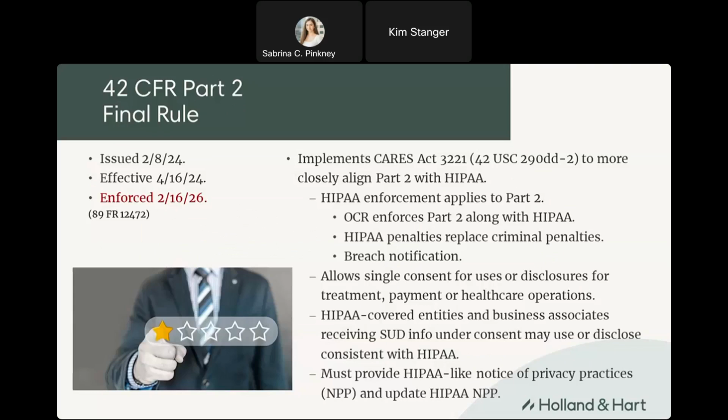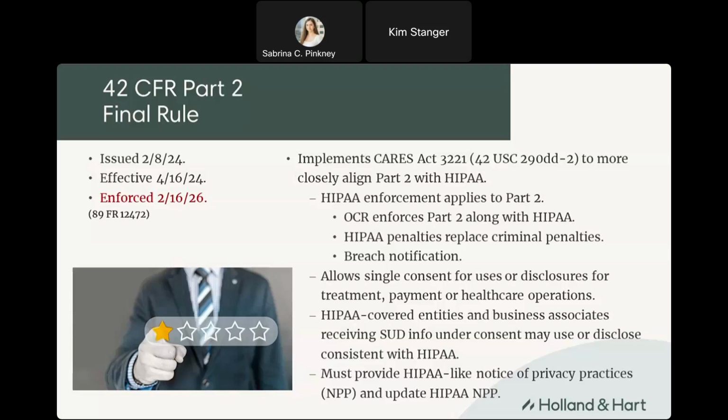Proposed rules were issued back in, I think, 2020, as I recall. But the final rule was actually issued in February of 2024. It took effect in April of 2024, the new rules concerning Part 2 SUD information. But the government said that they're not going to actually enforce these new Part 2 rules until 2026. Now, you may want to implement them before 2026 because in a lot of ways, the new rules are going to be helpful to you. But you don't actually have to comply with them if you don't want to until February 2026.